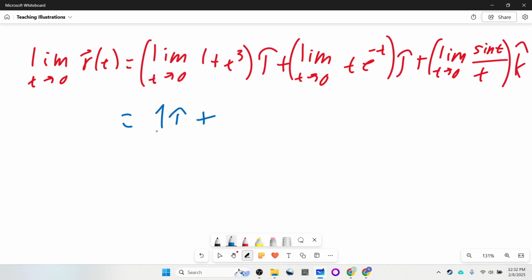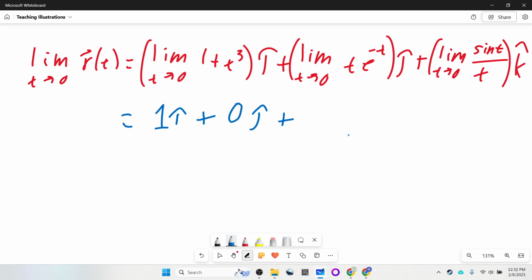The rule with limits is always, if you can just plug it in and get a meaningful answer, go for it. Plug in 0 to this, we get 0 times e to the 0. e to 0 is 1. 0 times 1 is 0, so 0j. This third one, plugging in 0 doesn't work. It gets us 0 on top and 0 on bottom. So how do we do this limit?